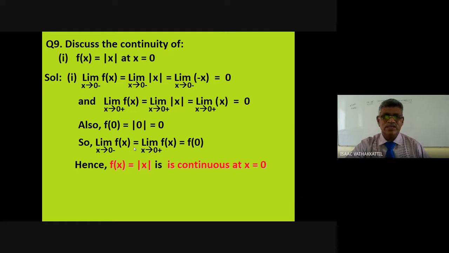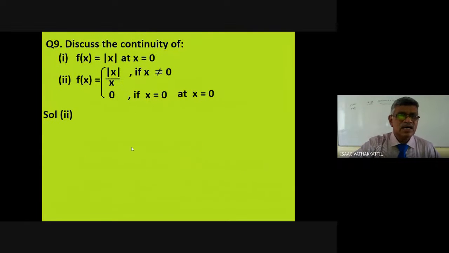I'm sure you followed it, but you write it again. If it comes as a question, how do you write it? Be careful about it. Let's take the second one. f(x) equal to mod x by x if x not equal to 0, and equal to 0 if x equal to 0. I want to discuss the continuity at x equal to 0.